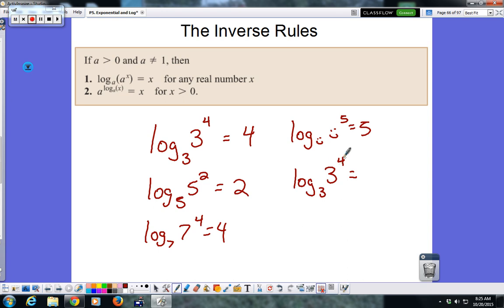When a log has an exponent in the argument, that exponent can be moved down front. So this is 4 times, this is your reasoning, 4 times log base 3 of 3. Log base 3 of 3, 3 to what power is 3, would be 1. So that's simply 4 times 1, or 4. And that's always the case. When these are the same, it'll always turn into 1, and this can always be moved out front. So there's your first inverse rule. When your base and your argument are the same, your answer always cleans up to your exponent.